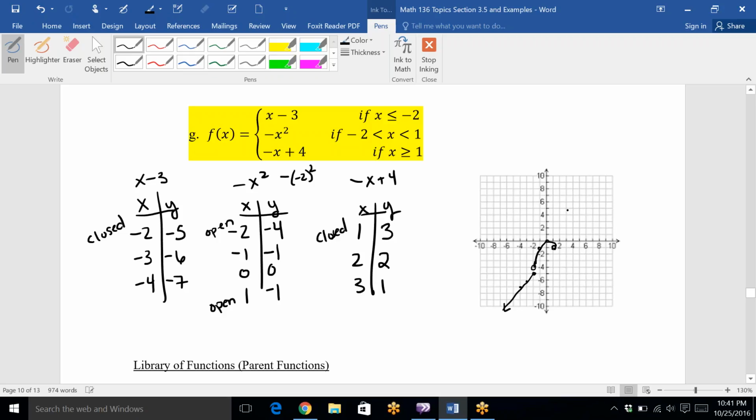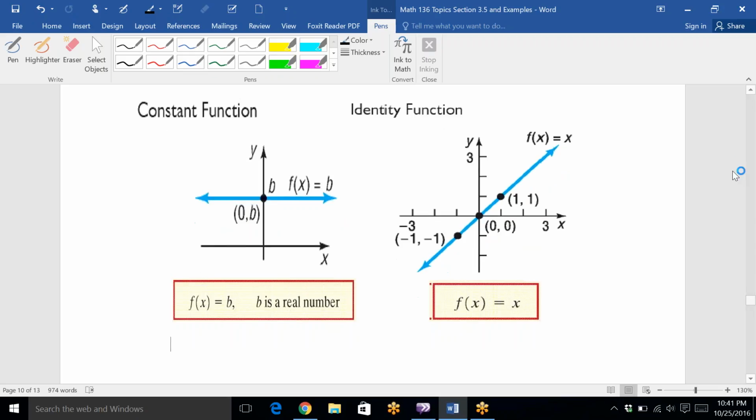and then the last piece is, that's supposed to be open, is 1, 3, which is closed. Does not want to close it in. And then 2, 2, and 3, 1, and it goes forever in the positive direction towards positive infinity. So that is my piecewise function. And that is the end of this video.